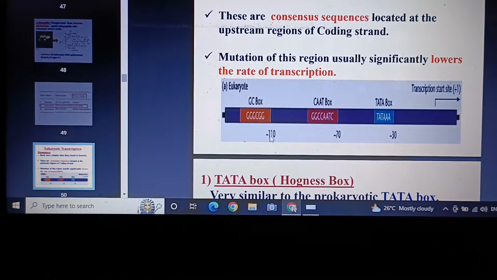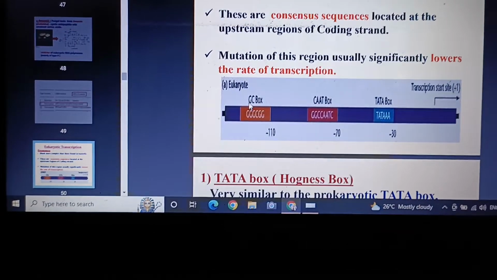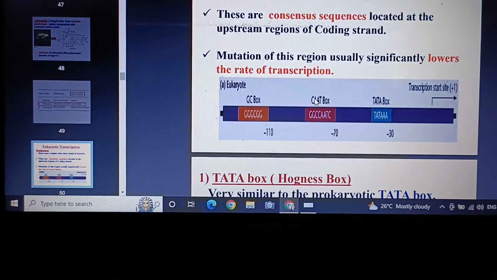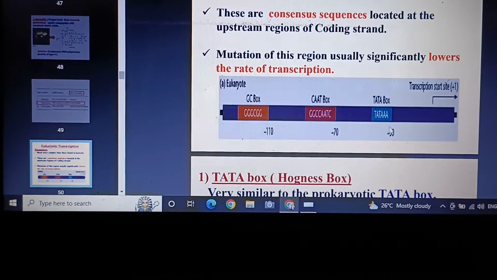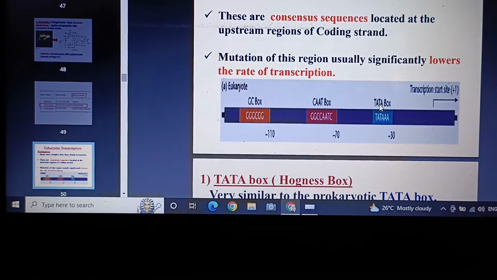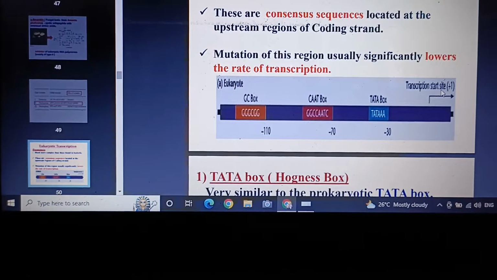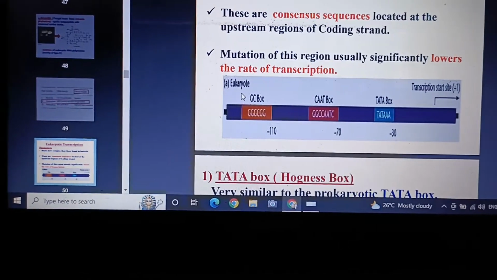So see here, this is the GGGCGG at minus 110 upstream region. This is a GC box, and here at minus 70 is the CAAT box, and at minus 30 you have the TATA box. After that only your transcription start site is present. So this is your promoter region.